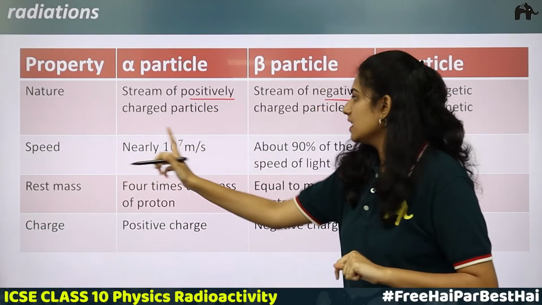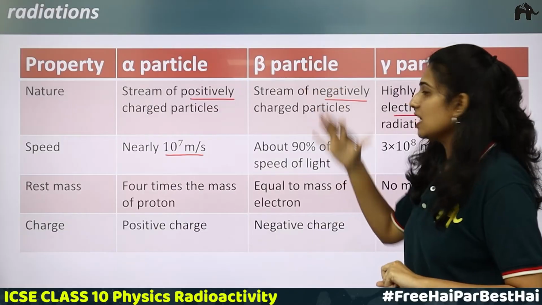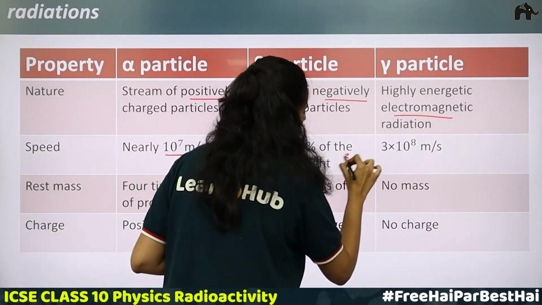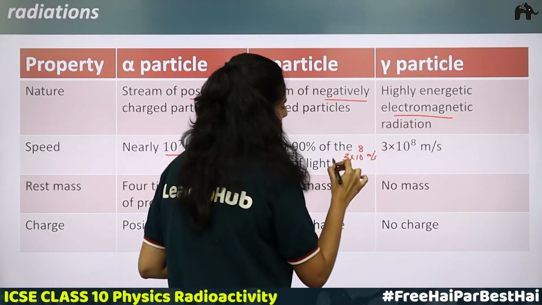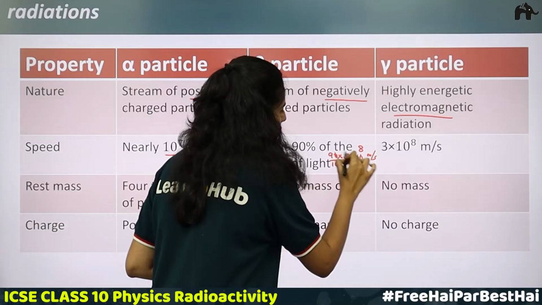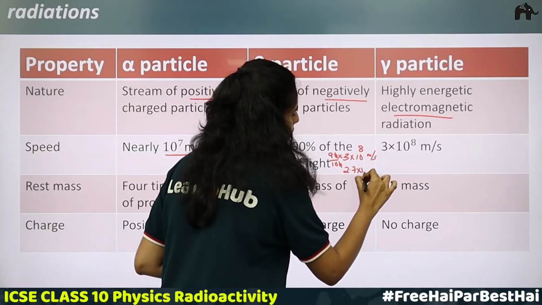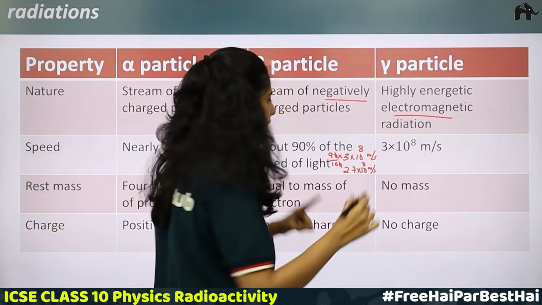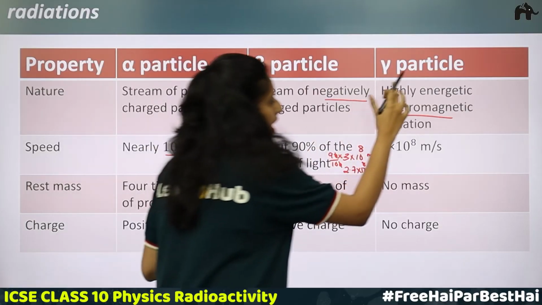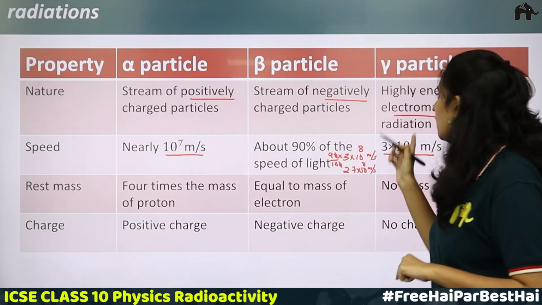Next, when you compare the speeds, the speed of alpha particles is nearly 10 raised to 7 meter per second. That of beta particles is about 90% of the speed of light. What is the speed of light? Speed of light is 3 into 10 raised to 8 meter per second. 90% means 90 divided by 100. Cancelling, 9 into 3 is 27. 27 by 10 is 2.7. So 2.7 into 10 raised to 8 meter per second. You can see that the speed of the beta particles is in between that of alpha particles and the gamma radiations. For gamma, it's very easy: 3 into 10 raised to 8 meter per second is the speed of gamma radiation.